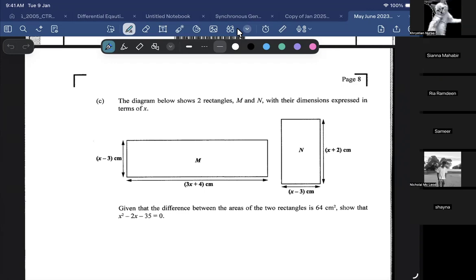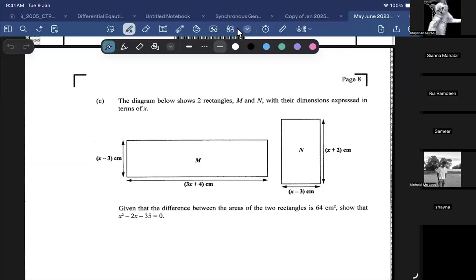The diagram below shows two rectangles, M and N, with their dimensions expressed in terms of x. Given that the difference between the areas of the two rectangles is 64 centimeters squared, show that x squared minus 2x minus 35 is equal to 0.